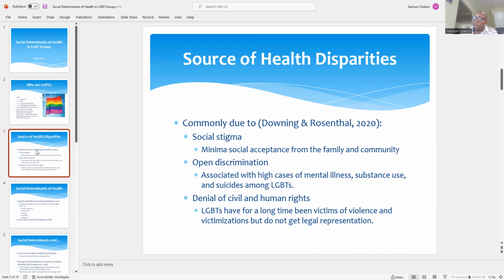Social stigma. LGBTs are not socially accepted by their families and communities. And open discrimination often leads many in the LGBT groups to high cases of mental illness, substance abuse, and suicide. Also, the LGBT group have been victims of violence and victimization without full legal representations.